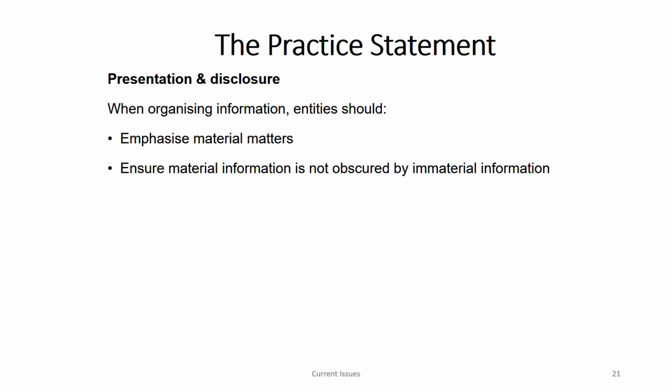Then ensure that material information is not obscured by immaterial information. You always have to check that material information is not hidden inside the immaterial information. That means you are giving too much information which is not very important, immaterial. So your material information you are also giving, but it is hidden under the immaterial, so we do not understand what is important and what is not important. Too much information. So you should not do that also. There should be a balance.